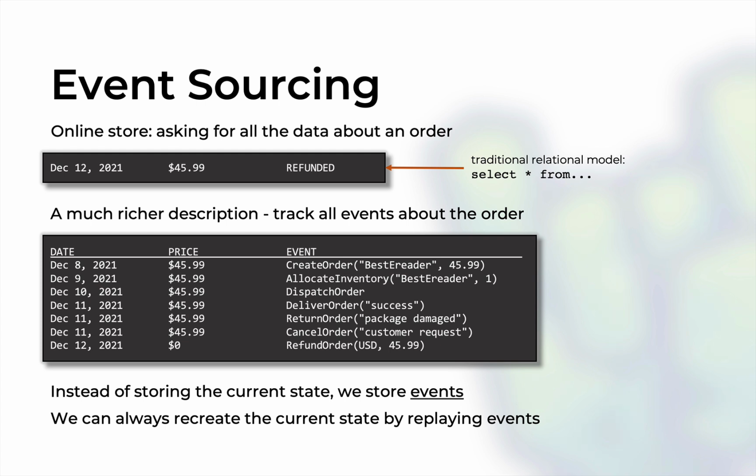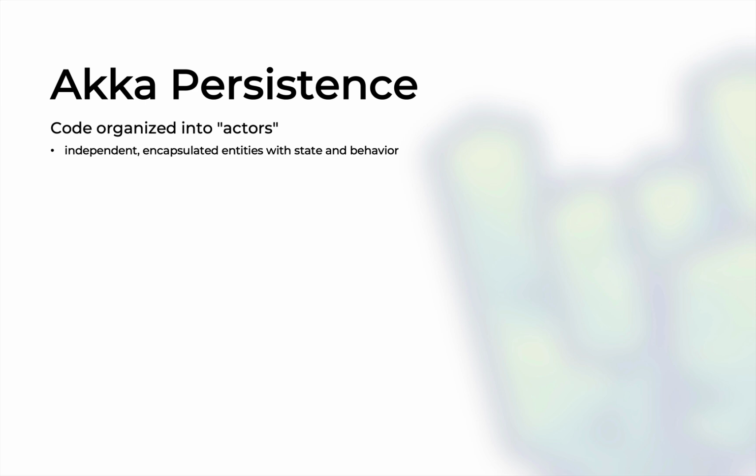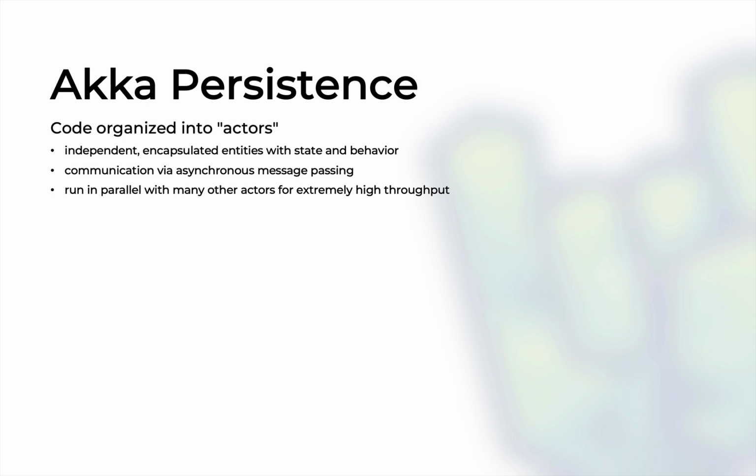Now, to implement the event sourcing pattern, we're going to use a tool called Akka Persistence. If you've never heard about Akka before, it's a powerful toolkit that implements the actor model. The actor model organizes your code into so-called actors, which are independent encapsulated entities with their own state and behavior. They're fully encapsulated, so they're not available for regular object-oriented method calls, but you can only communicate with them via asynchronous message passing. Because they're fully independent and asynchronous, you can spin up a very large number of these independent actors and schedule them on a relatively small thread pool for an incredibly high throughput of your application.